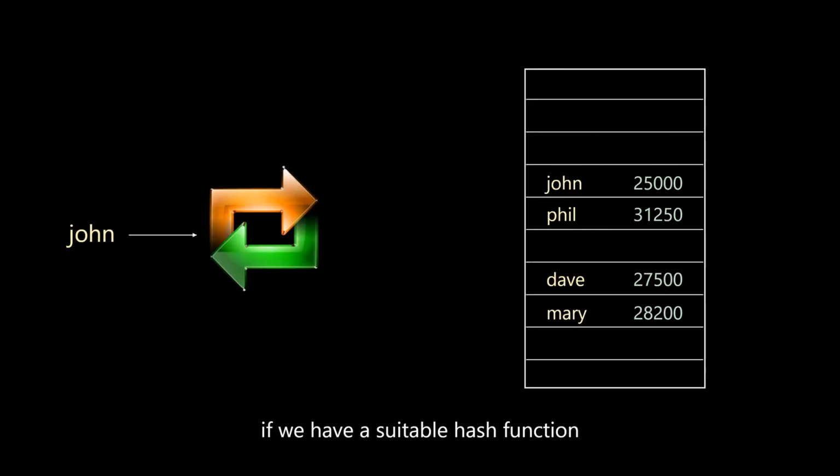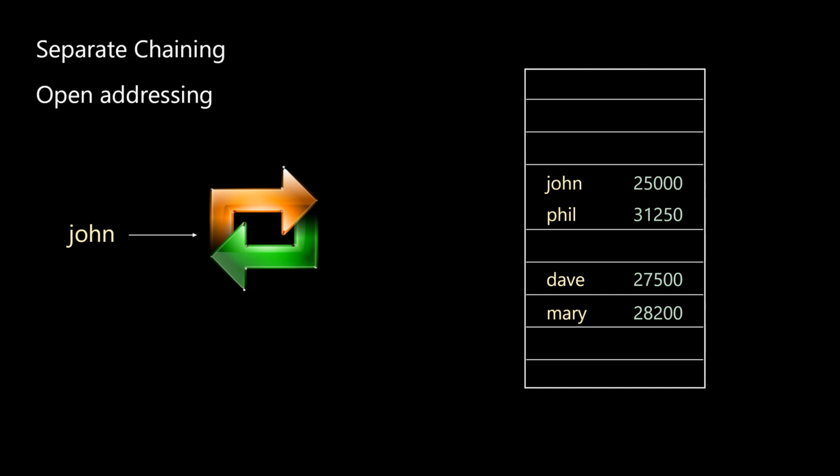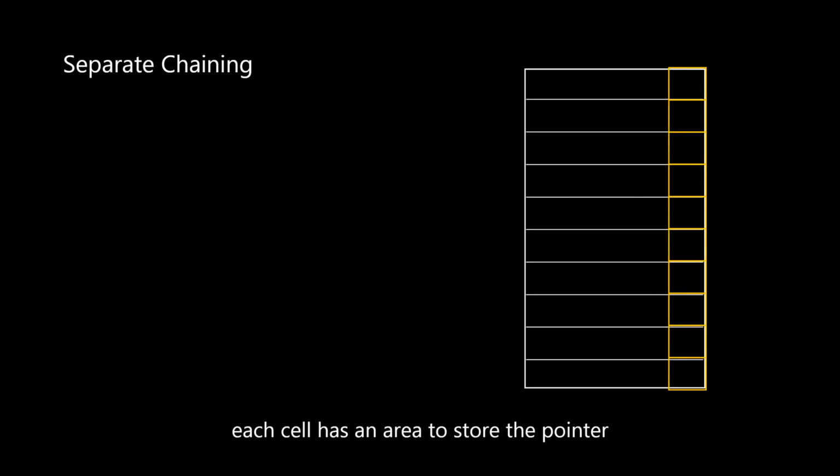Well, even if we have a suitable hash function, it is still unavoidable that 2 different keywords appear and are mapped to the same cell. What can we do? We mainly introduce two solutions. They are separate chaining and open addressing. First of all, in the separate chaining method, in the original array, each cell has an area to store a pointer, which is the memory address. By default, the initial value is null, that is, empty.